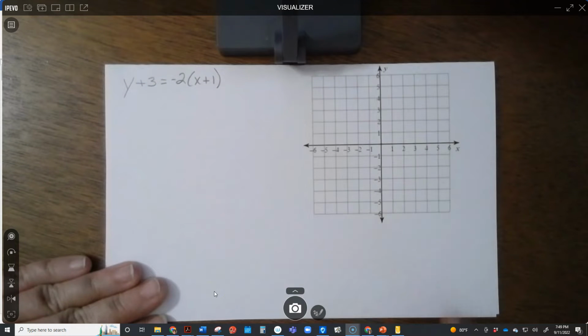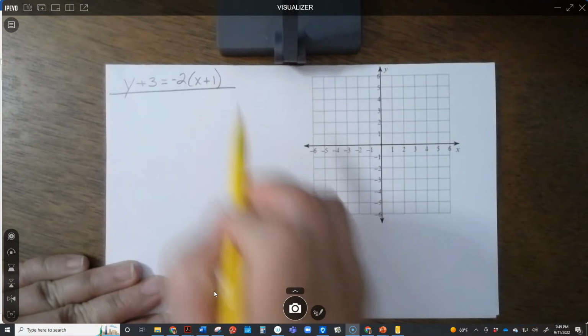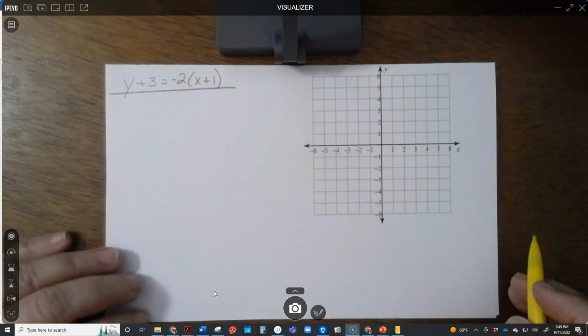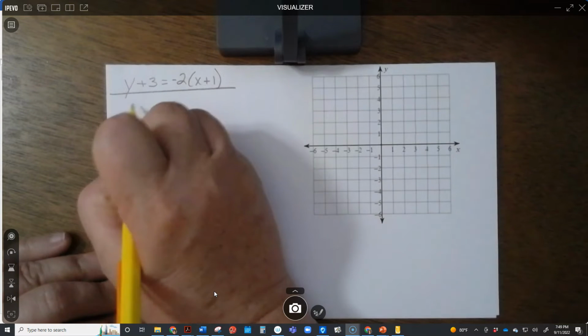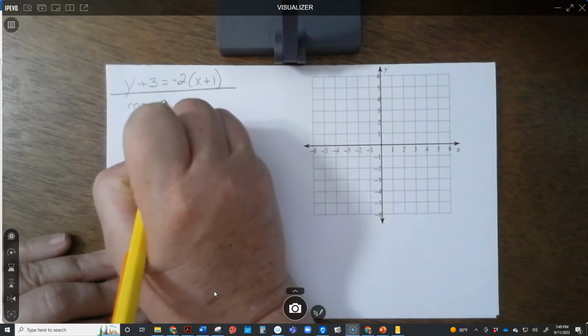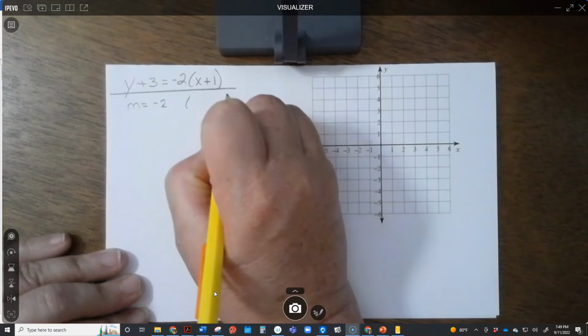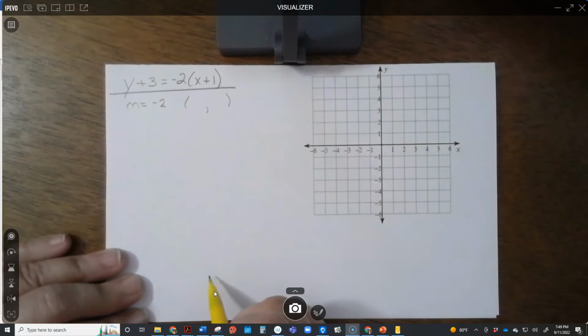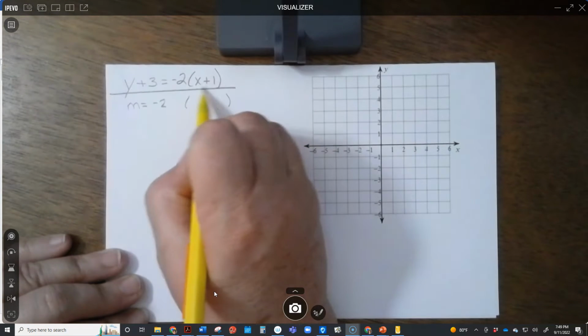So this time we're starting with an equation that's in point-slope form. You should be able to look at this and get two pieces of information. One, the slope, and two, a point that the line passes through. So this line right here passes through.